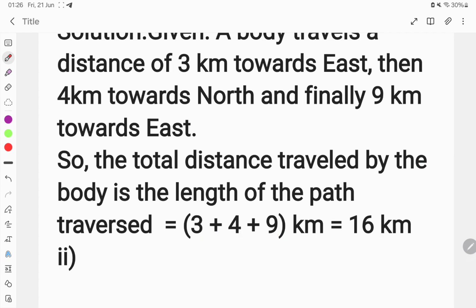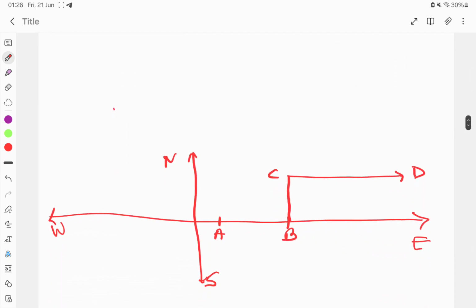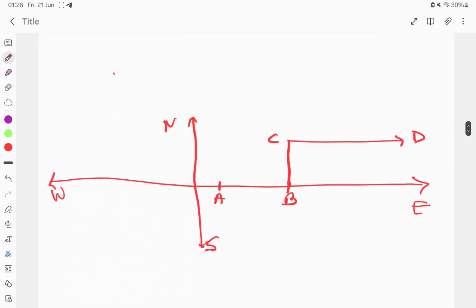Now we have to calculate displacement of the body. So this one is the diagram. This one is north, south, east, west. So first the body travels 3 kilometers from A to B. This distance is 3 kilometers. Then the body moves from B to C, 4 kilometers.